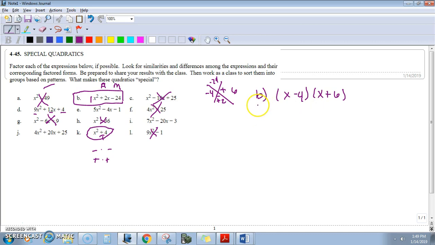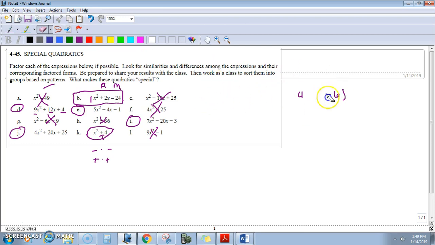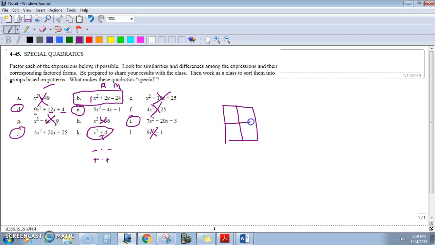And then these other ones, it looks like I'm just going to have to do them the long way. So D, J, E, and I, we're just going to do those the long way, the box and the cross, which will be good practice for you guys. Anyway, so let's get started. I'm going to draw the box and the cross.